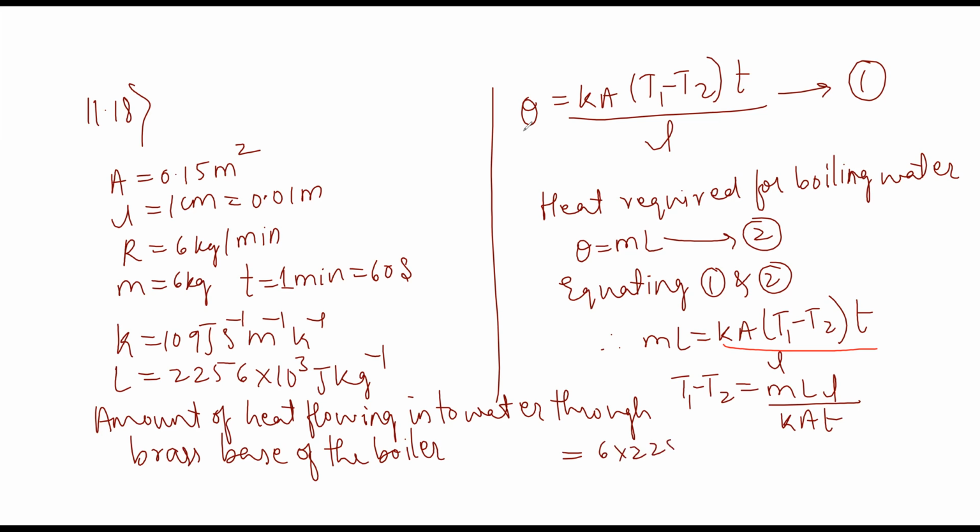6 into 2256 into 10 to the power of 3 into 0.01 divided by 109 into 0.15 into 60. After simplification, we got 137.98 degrees Celsius. The temperature of the part of the flame in contact with the boiler is 237.98 degrees Celsius. So this is the solution for 11.18.